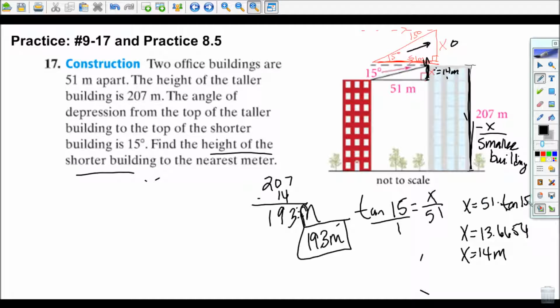So you can go ahead and do the practice 8-5. Remember to draw pictures. On your quiz or test, that will be required for you to draw a picture. So get used to drawing a picture and labeling the correct sides.